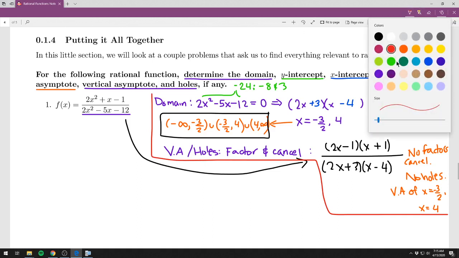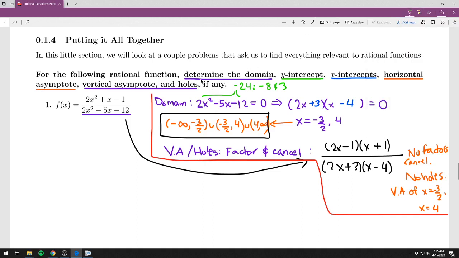Okay. All right, so we did everything that I've underlined in purple here. We got the domain. We figured out there are 2 vertical asymptotes and there are no holes. All right, I'm just going to go in order now. The y-intercept. For the y-intercept, you always plug in x equals 0. Whenever you do an intercept, you plug in the 0 for the opposite thing.